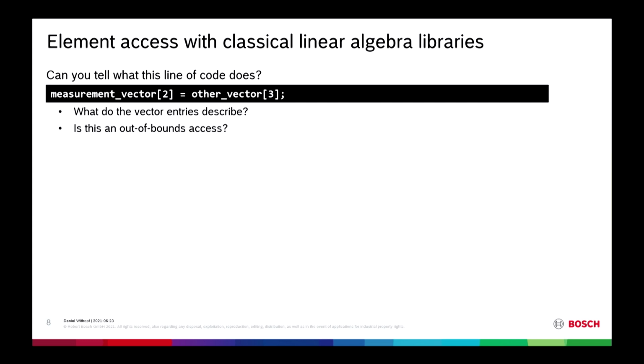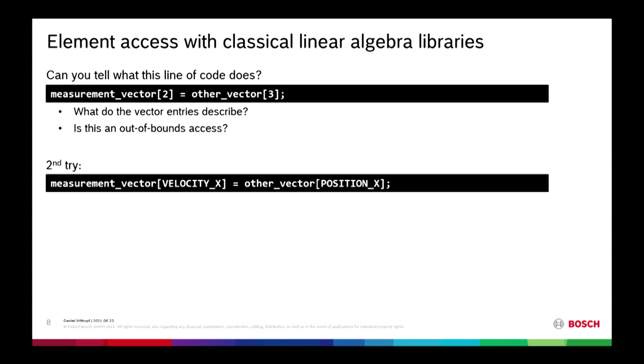I have no clue what this is doing because there are 2 questions that need to be answered. First of all, what do the vector entries describe? Because we have no idea what's at index 3 in other vector and index 2 in measurement vector. Furthermore, this could even be an out-of-bounds access, especially if these are not compile time indices, but even then at compile time it could be out of bounds.